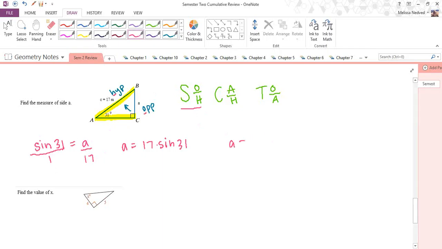And when we do 17 times sine of 31, we get an A value of about 8.8 meters. And that's just straight plugging into my calculator.